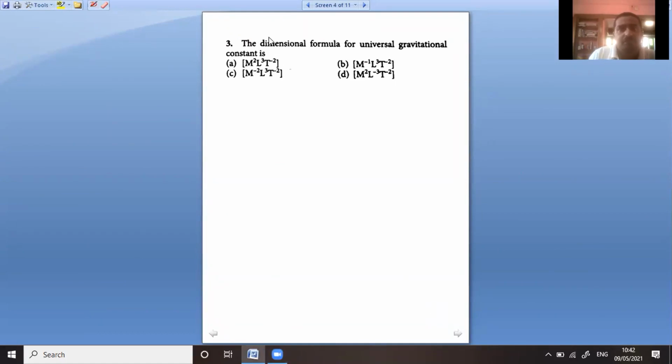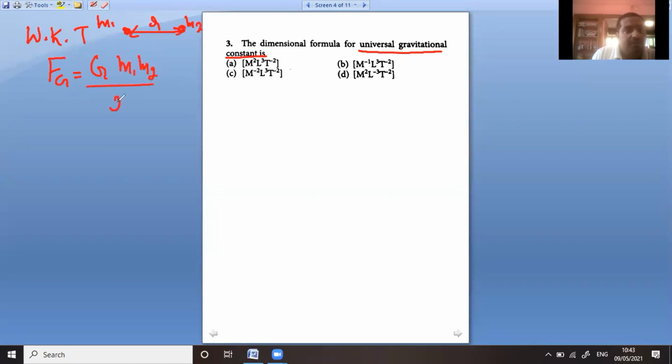Question number 3. The dimensional formula for the universal gravitational constant. We know that the gravitational force is equal to the force of attraction between the two masses m1 m2 with the distance r, which is equal to G m1 m2 divided by r square. So this is the gravitational force between the two masses.